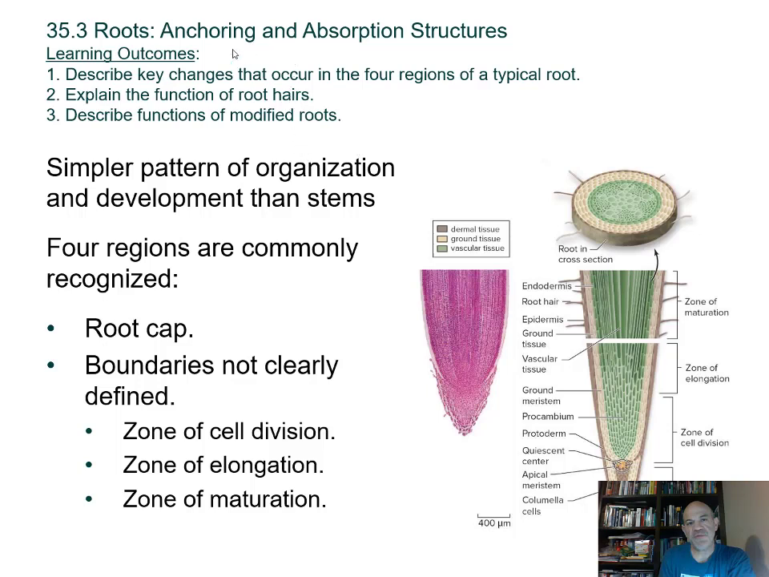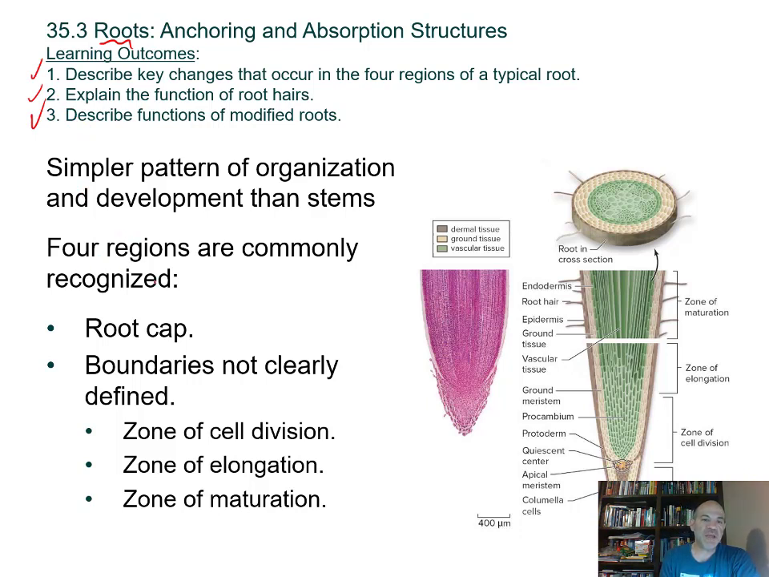So in section 3 of chapter 35, we're going to be looking at the structure of roots, which are going to anchor and help in the absorption of water and materials from the soil. Now, your learning outcomes are to be able to describe key changes that occur in the 4 regions of a typical root. So in other words, you should be able to describe, knowing about the regions, the growth and development that occurs there, which involves cell division, differentiation, and development. And then you're going to be able to explain the function of root hairs, and then describe functions of modified roots. There's different kinds of roots that we're going to look at there at the end.